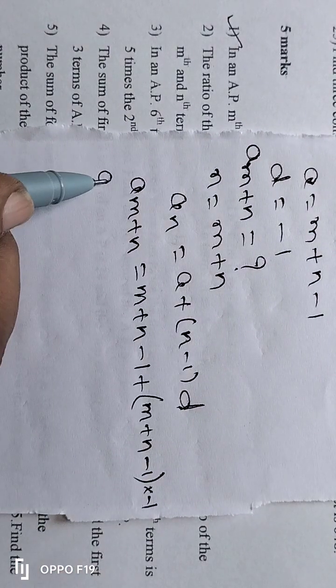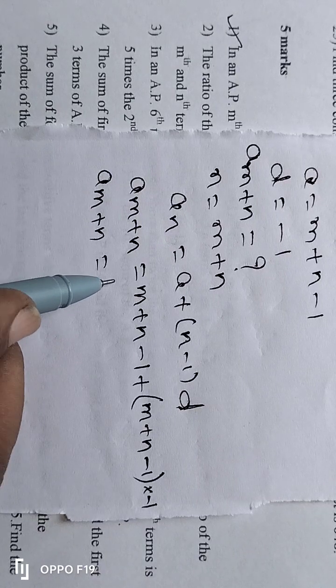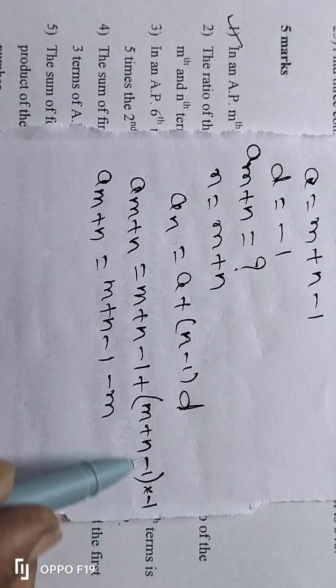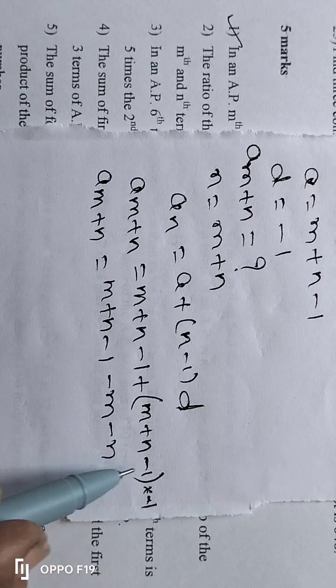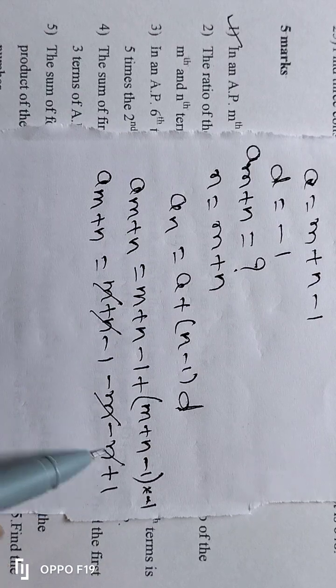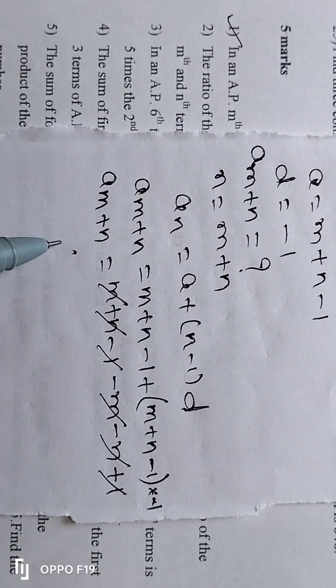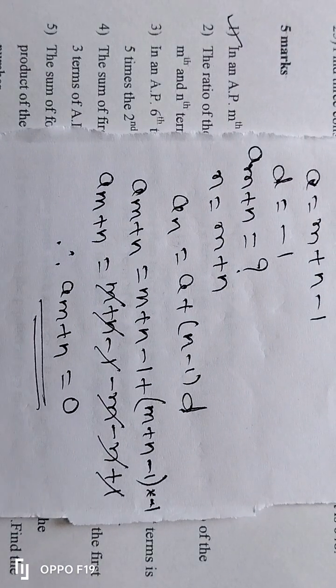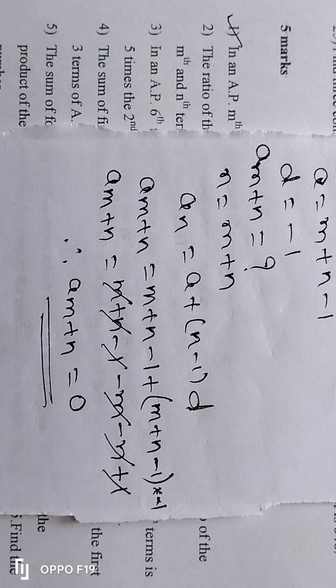So a(m plus n) is equal to m plus n minus 1, minus into plus is minus m, minus into plus is minus n, minus into minus is plus 1. So now plus m minus m, plus n minus n, minus 1 plus 1. Therefore a(m plus n), the (m plus n)th term, is equal to 0. Like this we have to solve. This is a very important question for the examination. Now let us go for the second question.